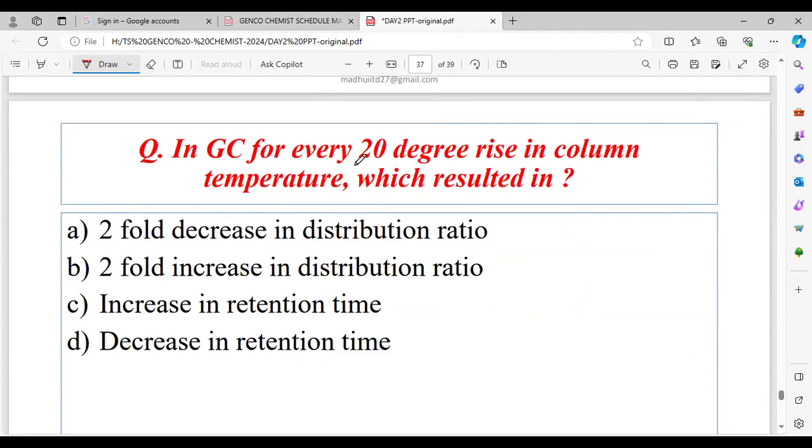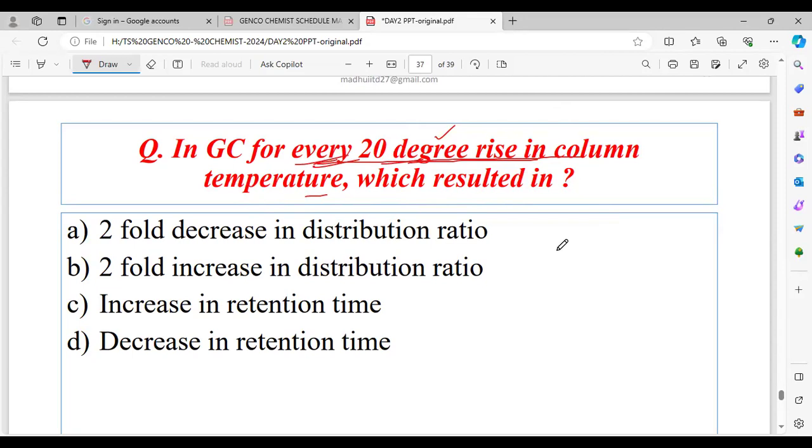Next, for every 20 degrees rise in column temperature, what type of chromatography is this? Is this programmed temperature gas chromatography or normal isothermal chromatography? The question itself gives you some information. For every 20 degrees rise in column temperature, answer. Generally, programmed temperature. Two-fold increases GC distribution ratio. B, sir, answer.